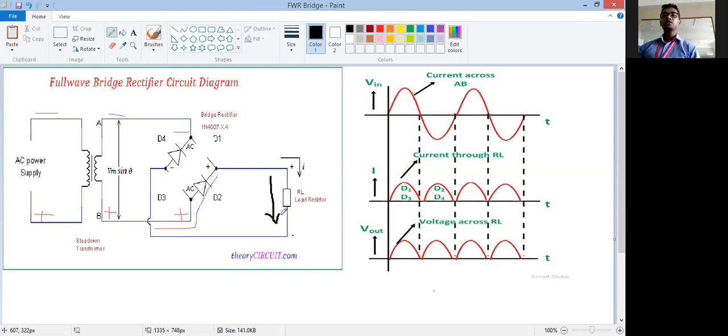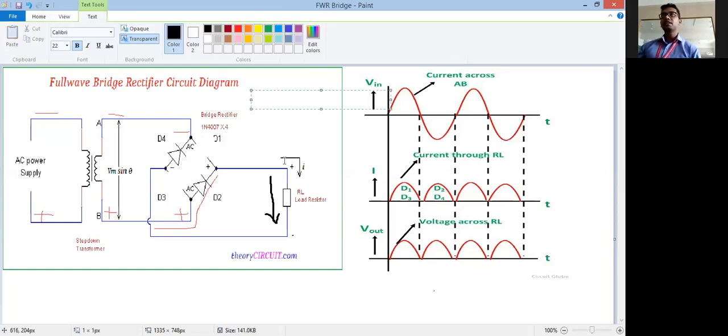So current is going first from the transformer, then D2, then RL, then towards D4. Here you can see a jumper in this circuit. This jumper means there is no connection; the current goes over it, like a flyover goes over a road. So the current is going through D4 and then towards the negative terminal.